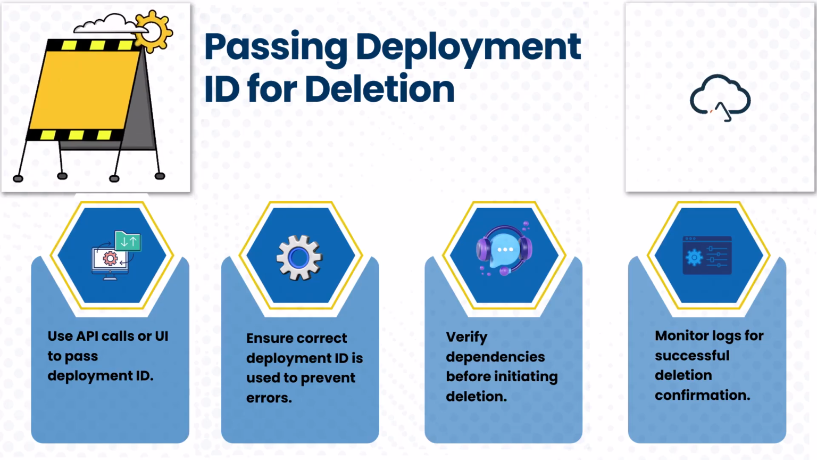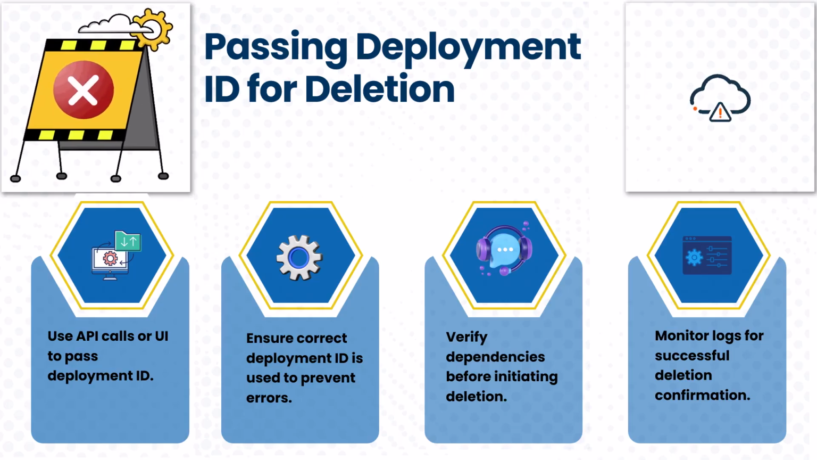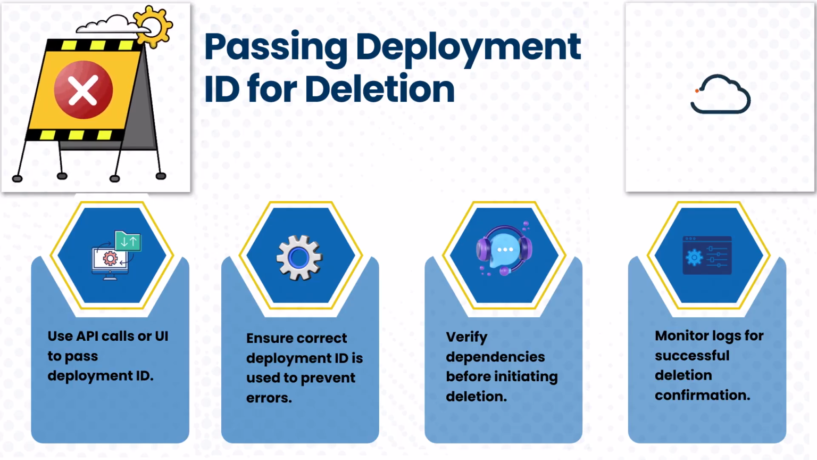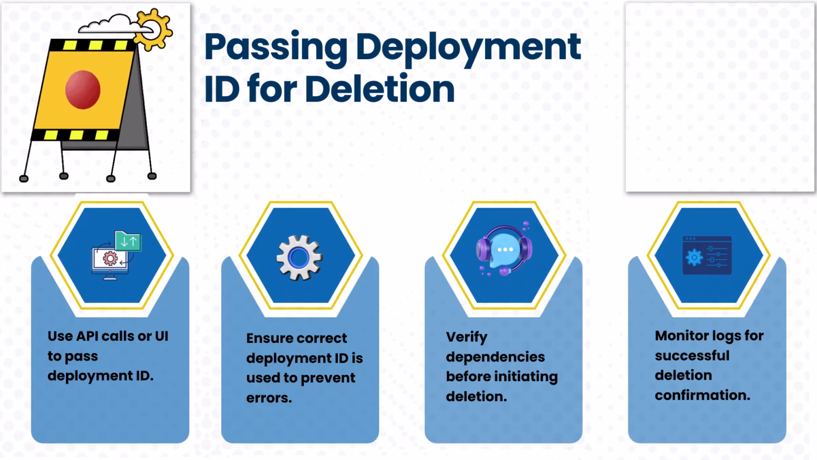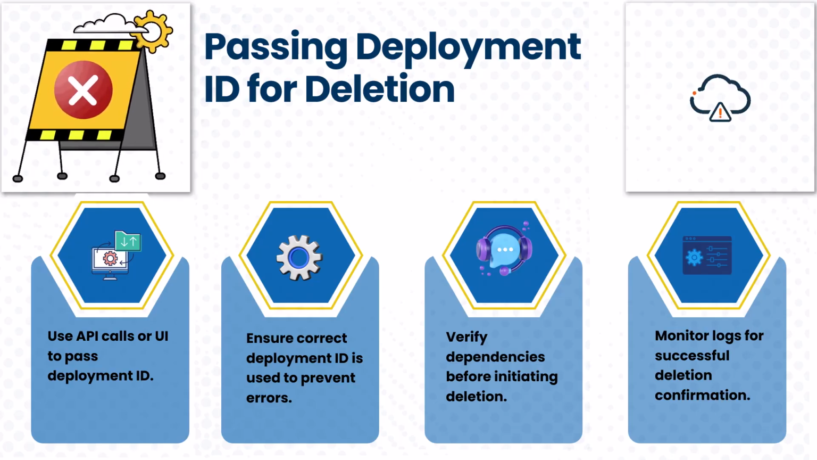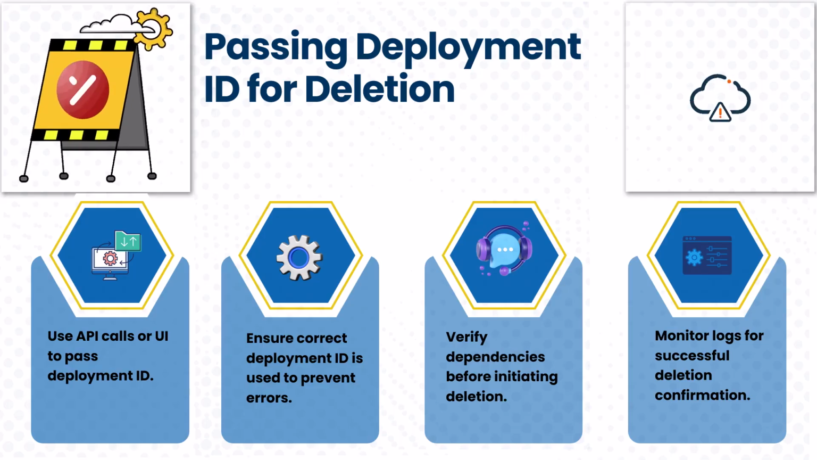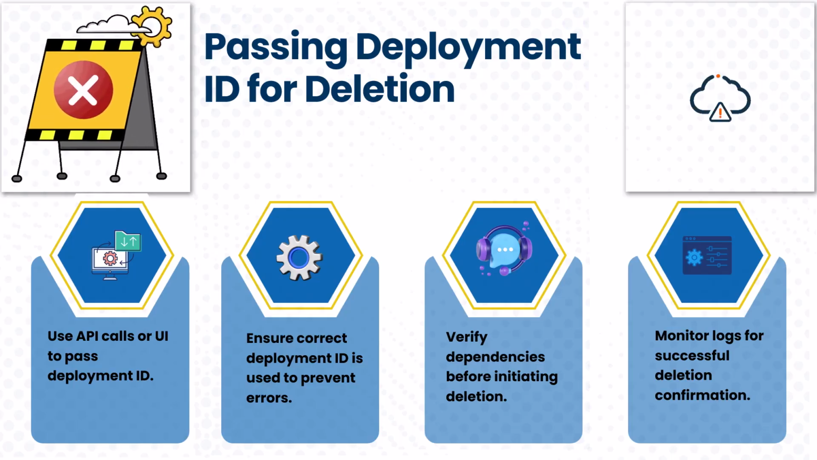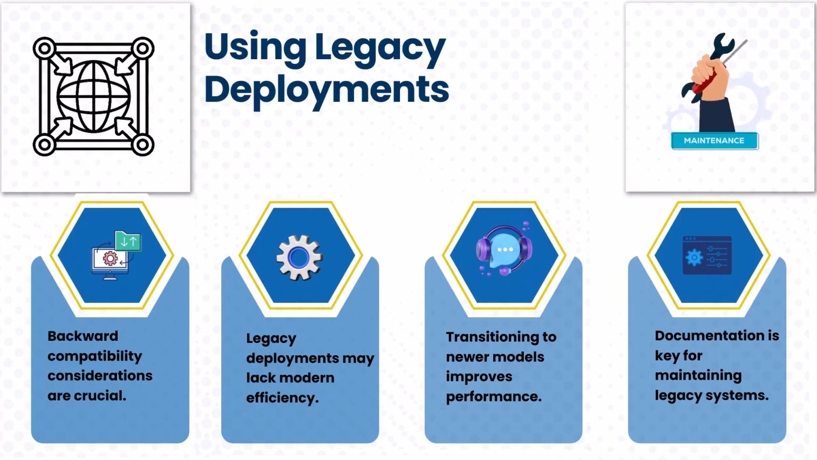All right, let's talk about deleting deployments the right way. First, we need to make sure we're using the correct deployment ID. Getting it wrong could lead to some messy consequences. Before hitting delete, let's double-check any dependencies tied to this deployment. We can use API calls or the UI to pass the ID, whichever works best. Finally, let's keep an eye on the logs to confirm that everything has been cleared. See, easy peasy.